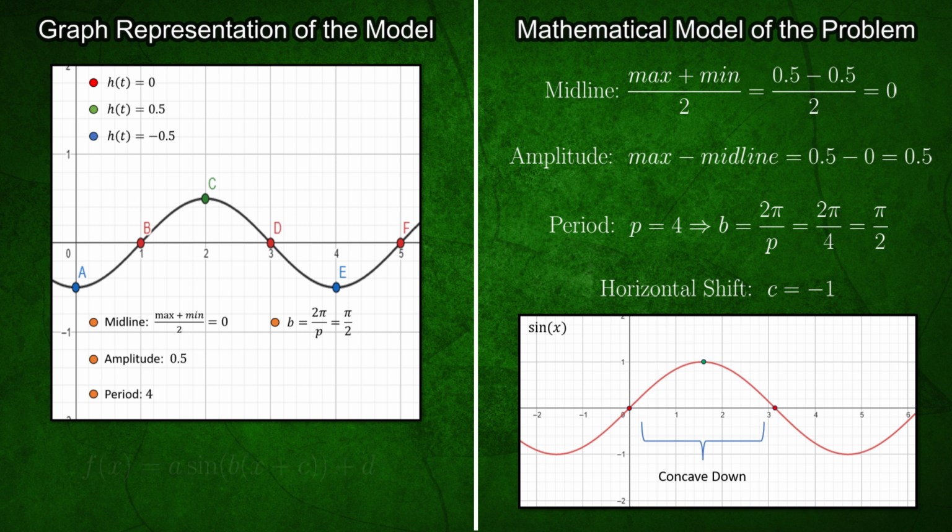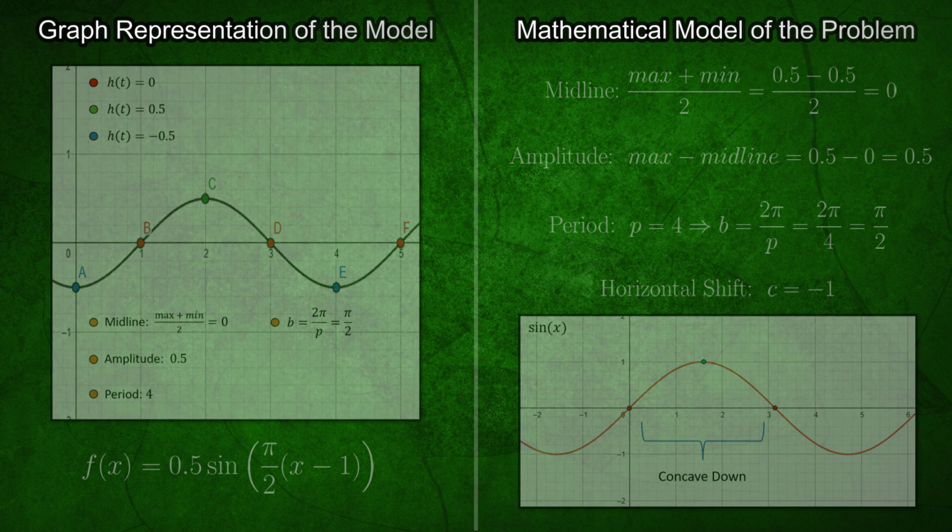Therefore, we have that our sinusoidal function must be f of x equal 0.5 times sine of pi over 2 times x minus 1 plus 0, which is the value of the midline. So we can omit such a value and the function f of x will be 0.5 times sine of pi over 2 times x minus 1.